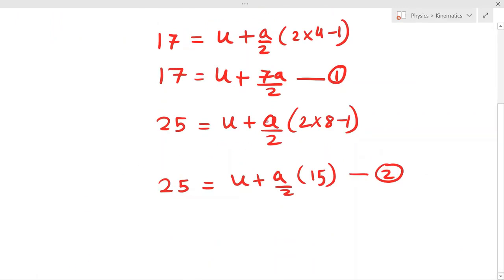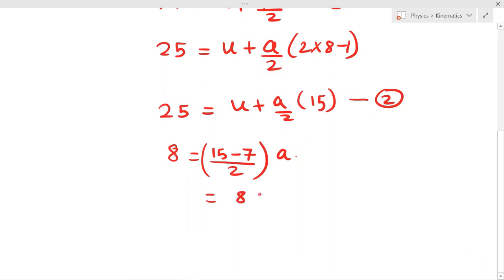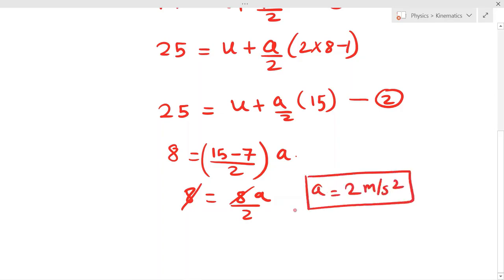Now I can subtract first from the second, so I will get 25 minus 17. 25 minus 17 is how much? This is 8. So 25 minus 17 is 8, u minus u will be 0, and this will be 15 minus 7 divided by 2 into a. So 15 minus 7 is how much? 8. So 8a by 2 is equal to 8. So this 8 gets cancelled. So a is equal to 2 meter per second square. So I have found out a.